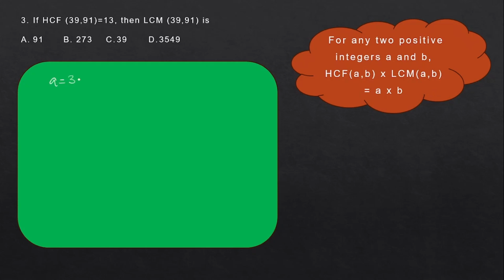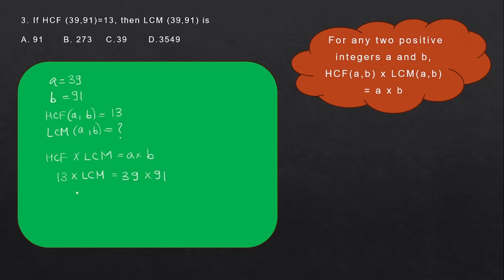Here, a is given as 39, b is given as 91. HCF of a and b is given as 13. This is already given to me. And I have to find LCM of a and b. This is what the question is. What is the relation? HCF times LCM is equal to the product of both the numbers. Just substitute the values. So it is 13 times LCM is equal to 39 times 91.